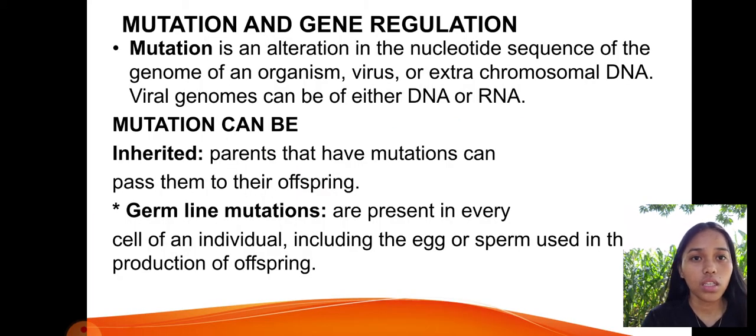First, mutation is an alteration in the nucleotide sequence of the DNA of the genome of an organism, virus, or extrachromosomal DNA. Viral genomes can be of either DNA or RNA. Mutation can be inherited. Parents that have mutation can pass them to their offspring. Germline mutations are present in every cell of an individual, including the egg and sperm used in the production of offspring.